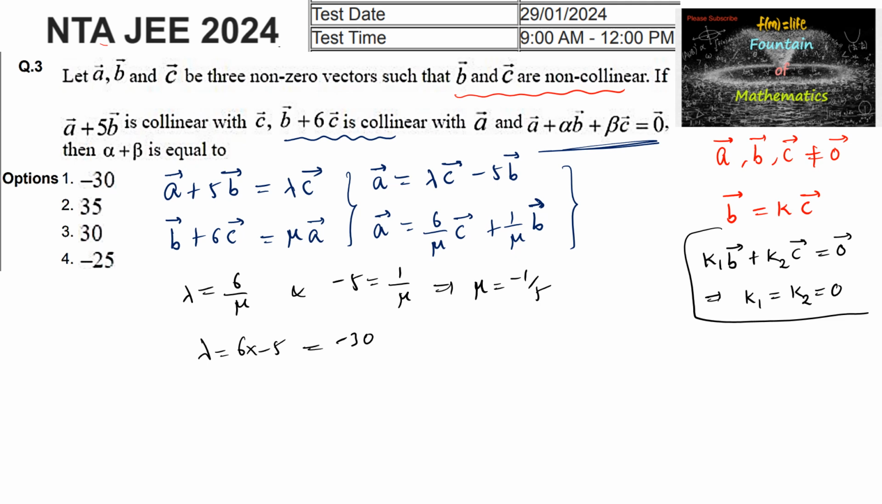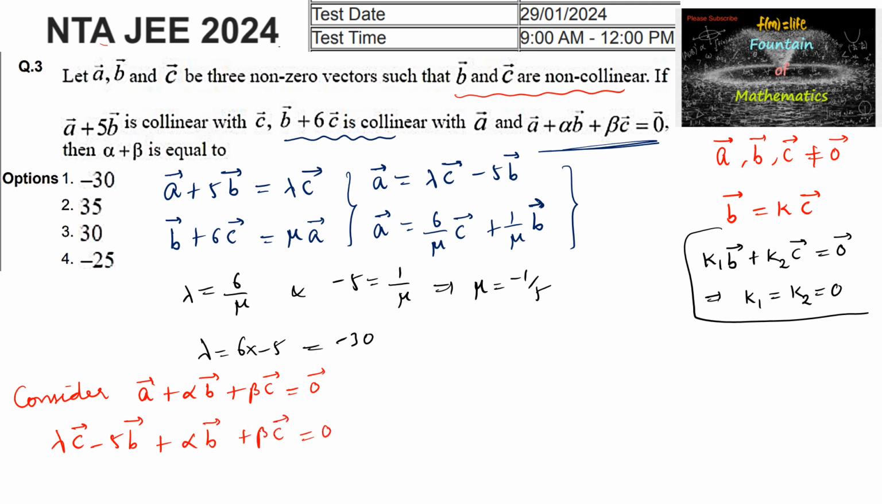Now consider vector A plus alpha times vector B plus beta times vector C is equal to vector 0. A vector we can write as any one of them, so I can consider lambda times vector C minus 5 times vector B, and again plus alpha times vector B plus beta times vector C is equal to 0 vector, and lambda value is minus 30, so I can write minus 30 times vector C plus beta times vector C plus alpha times vector B minus 5 times vector B is equal to 0 vector.